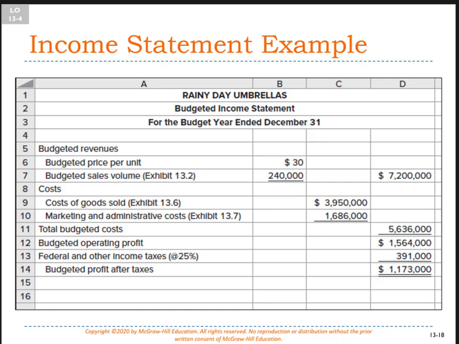So your income statement has your sales volume from your sales budget, cost of goods sold from that earlier example. Okay, our marketing and administrative costs from that budget. Subtract that out. Taxes usually not a big issue, but you can figure it out if you want. And then you got your profit, your net income.